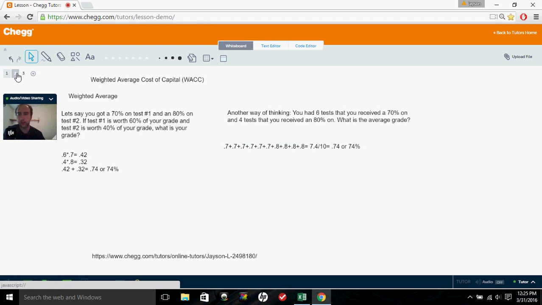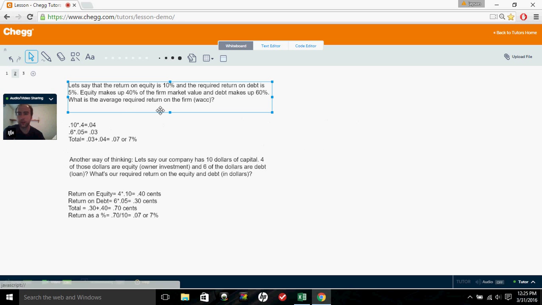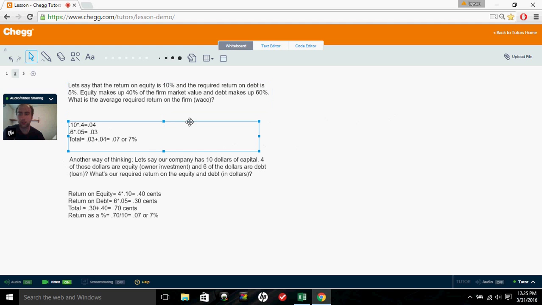Now, if we were going to apply that to cost of capital, let's say we had return on equity of 10%, meaning that for every dollar investors invest in our company, they want 10 cents on it each year. And let's say the required return on debt is 5%. So every dollar of debt someone invests in our company, they want 5 cents each year.